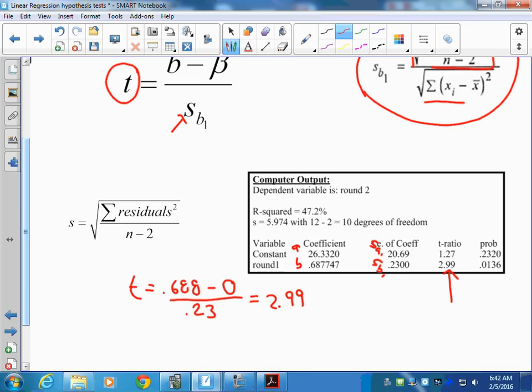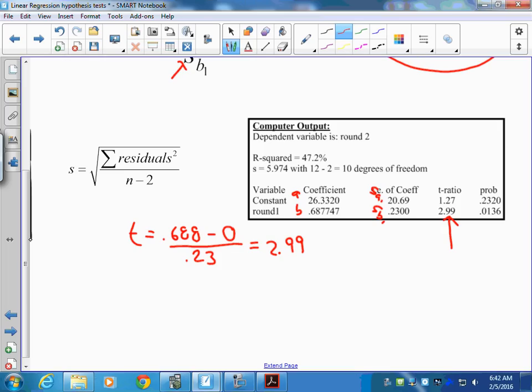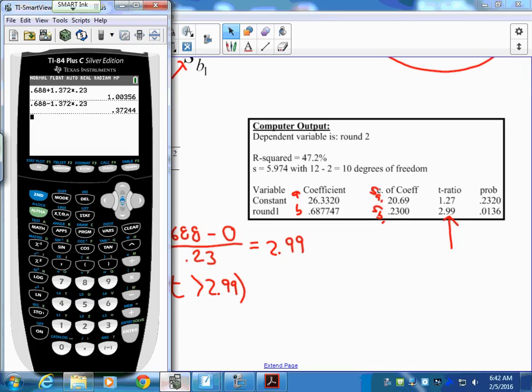The computer printout, if wanted, gives you that t-value for the distribution. Now remember, for full credit, we need to show the calculation for t, and then we also need our probability statement. What's the probability of t? And in this situation, I'm just going to be going with a greater than value, 2.99. So now we would go to the calculator.